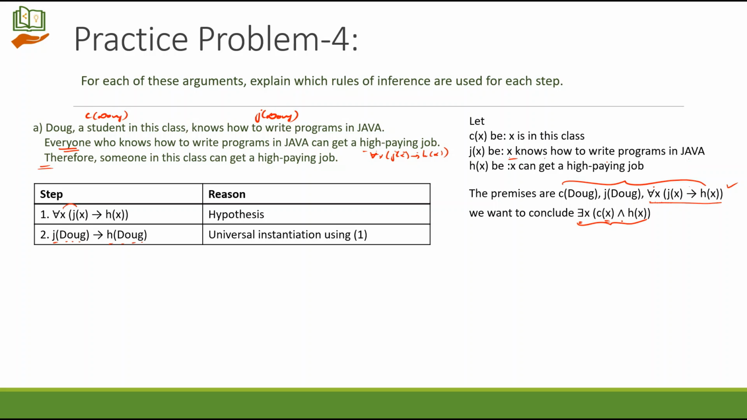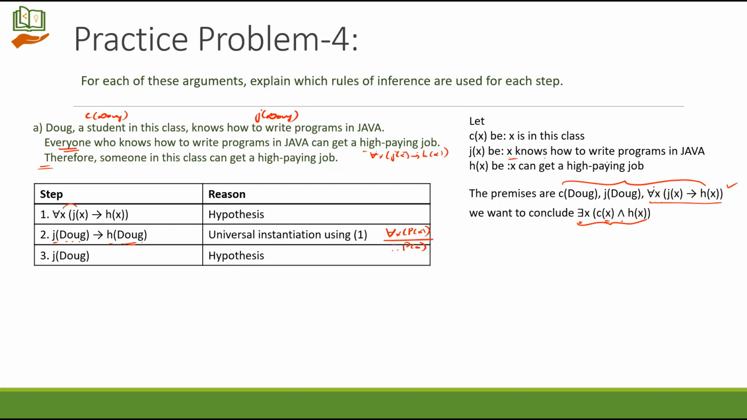H of dog means dog can get a high paying job. So this is universal instantiation. Let me give you this particular format. So this will be therefore P of A. Using that we are instantiating.